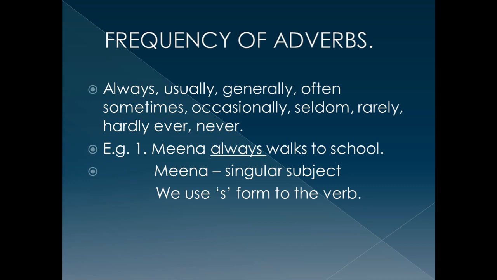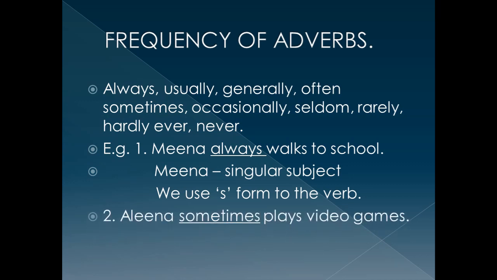See the next example. Alina sometimes plays video games. Alina is a singular subject and plays is the verb. Alina is singular, so we added the S form to the verb. We use the adverb sometimes, and we place it between Alina and plays. Alina sometimes plays video games. So remember these frequency expressions, and when we talk about habits or routines, we never use the ing verb. Instead, you have to use subject plus V1, that is simple present tense.